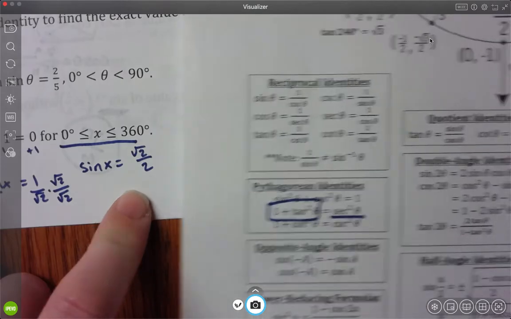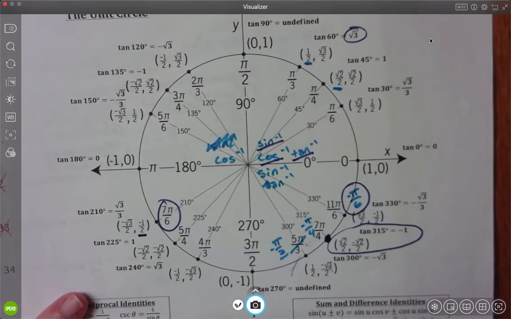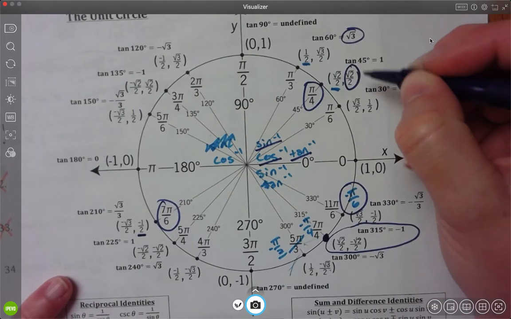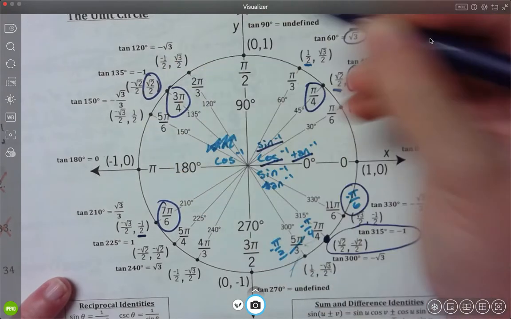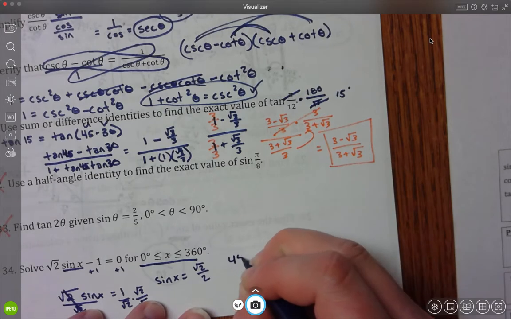Where is sine square root of 2 over 2? Okay, unit circle, here we go. Sine is the y-coordinate, square root of 2 over 2, at pi over 4 and at 3 pi over 4, or 45 degrees and 135. So 45 degrees and 135 degrees.